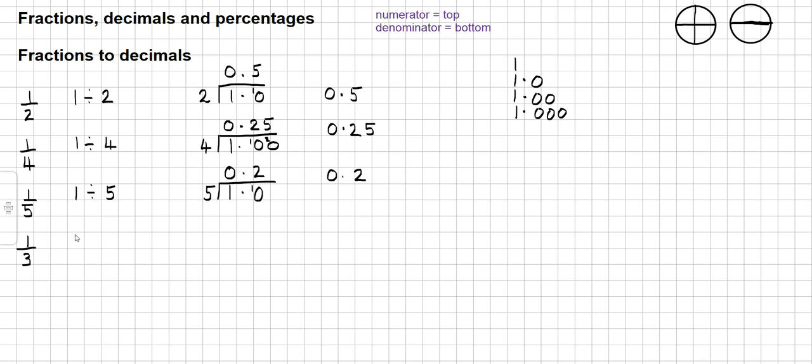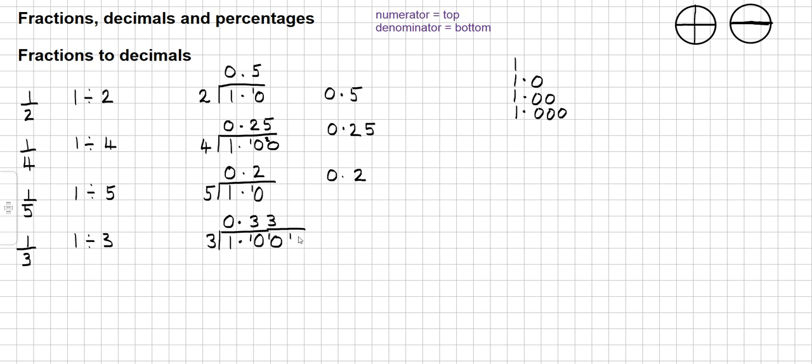Right, let's have a look at a third. So this is 1 divided by 3. 3's into 1 doesn't go, so we're going to put a decimal point, another 0, and carry that 1 over. 3's into 10 goes 3 times. That makes 9. So we've got 1 left over. Carry that 1 over, put a 0. And again, 3's into 10 goes 3 times. Let's extend that line. So that's going to make 9.